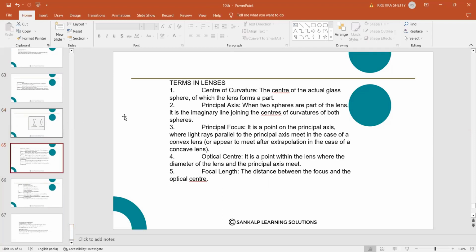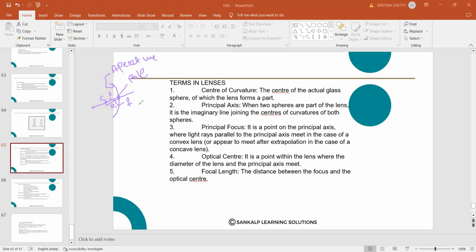Similar to the mirror, in lenses also we have terms like the center of curvature. For the mirror also we have the center of curvature and the pole. In the mirror, the center part is called the pole. The reflecting surface is called the aperture. The distance between the center of curvature and the pole is the radius of curvature. We have the focus, and the distance between the focus and the pole is called the focal length. So these are some of the terms related to the mirror.